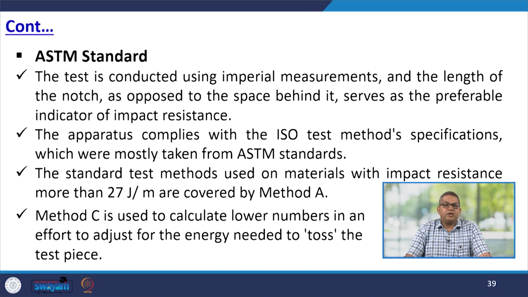Let's talk about the ASTM standard. The test is conducted using the imperial measurement, and the length of the notch, as opposed to the space behind it, serves as the preferable indicator of impact resistance. The apparatus complies with the ISO test method specification, which was mostly taken from the ASTM standard, and the standard test methods used on materials with impact resistance more than 27 joule per meter are covered by method A.